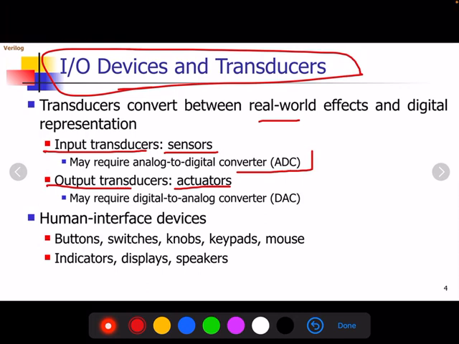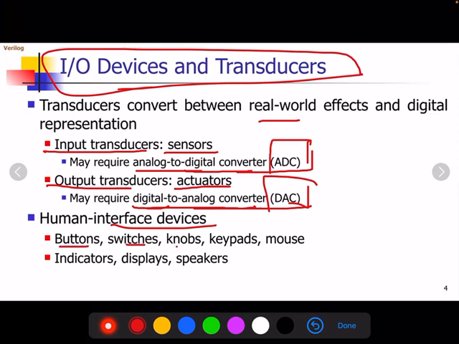They may require converting the signal from digital to analog and vice versa. At the input side, an analog signal like temperature has to be converted to digital form. That's why an ADC is used. At the output side, the digital signal has to be converted back to analog form with the help of a DAC. There are many other human interface devices where we make use of buttons, switches, knobs, keypads, mouse, LED or LCD indicators, displays, and speakers. Multiple other types of devices can also be connected, which come under input output devices.